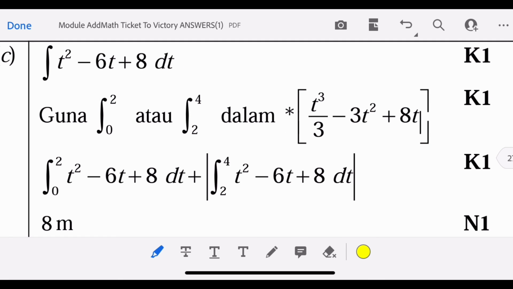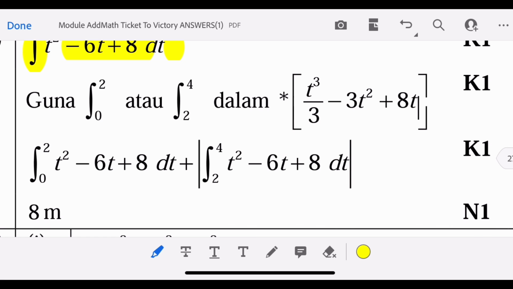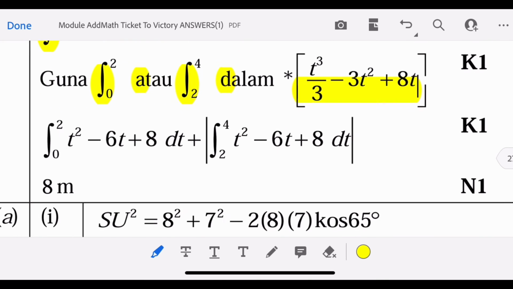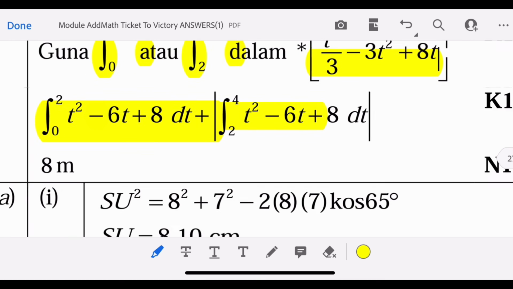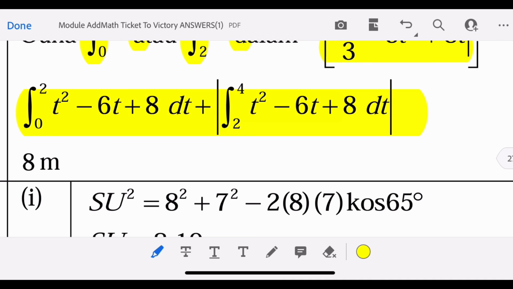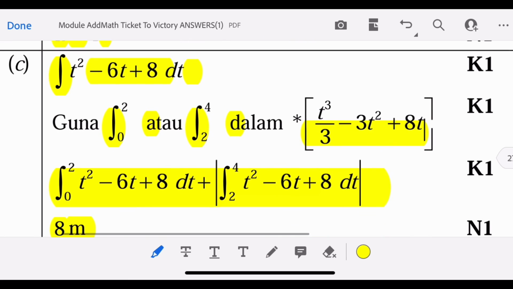And for part C, we have to integrate the velocity function to get the displacement. So the time should be from 0 to 2 and 2 to 4. So we will integrate. If you know how to integrate, you will get 1 mark. After that, you substitute the time from 0 to 2 and from 2 to 4. The displacement will be negative. So because we want the distance, we must use a modulus, right? So the answer is 8 meters. So that's the answer for part C.